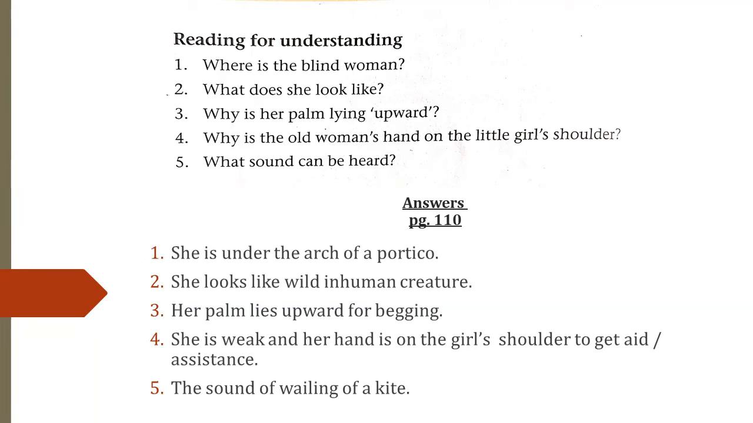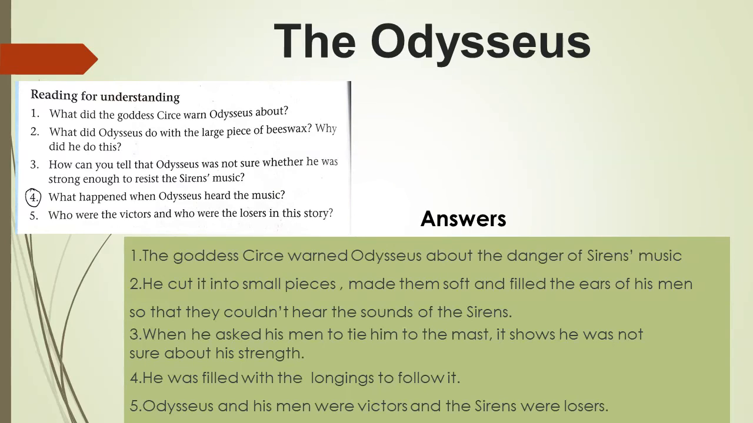Our last lesson is Odysseus. Reading for understanding. Question number 1. What did the goddess Ceres warn Odysseus about? The goddess Ceres warned Odysseus about the danger of the sirens' music. Question number 2. What did Odysseus do with the large piece of beeswax? Why did he do that? He cut it into small pieces, made them soft, and filled the ears of his men so they could not hear the sounds of the sirens.